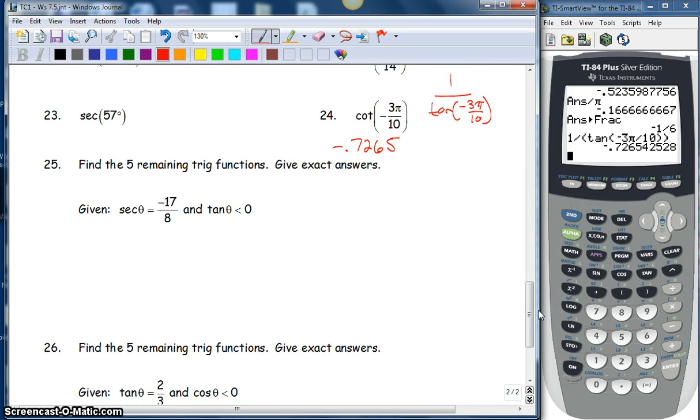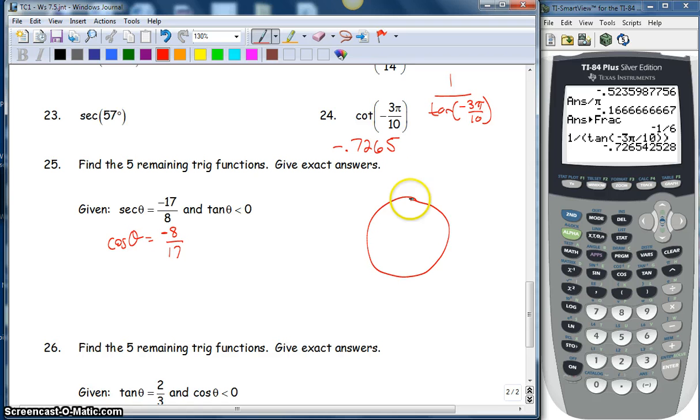Alright, find the 5 remaining trig functions. Number 25. Secant, again, is the reciprocal of cosine. So we can say cosine of theta is equal to negative 8 over 17. Now remember, the hypotenuse we don't make negative. This just means the whole thing's negative. So I'm going to put it there. That makes more sense. We don't like the hypotenuse to be negative. So let's draw where cosine is negative 8 over 17.